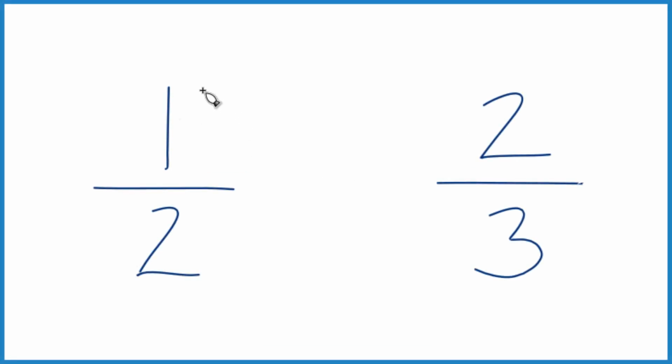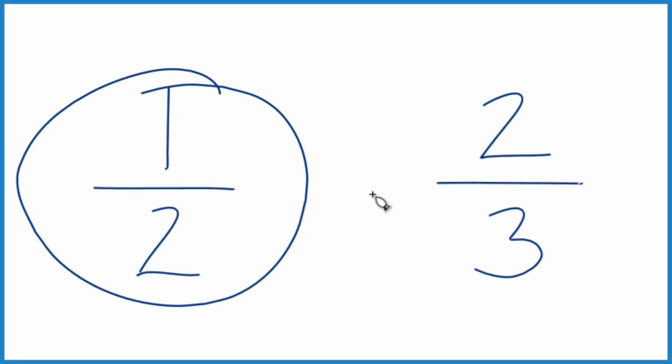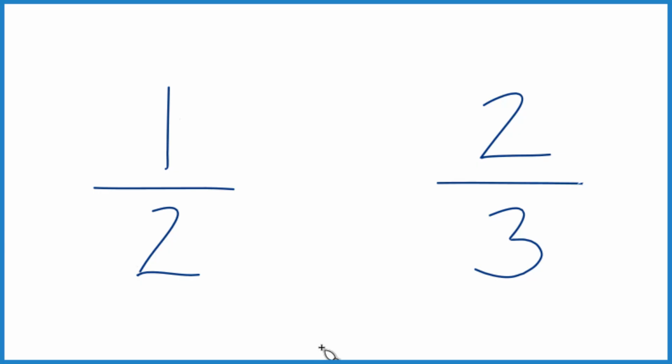So let's find the fraction that's exactly halfway between 1/2 and 2/3. A few ways you could do this. You could add these together and divide by 2, but I find it's a little quicker to do it this way. So what I'm going to do is get the denominator to be the same.